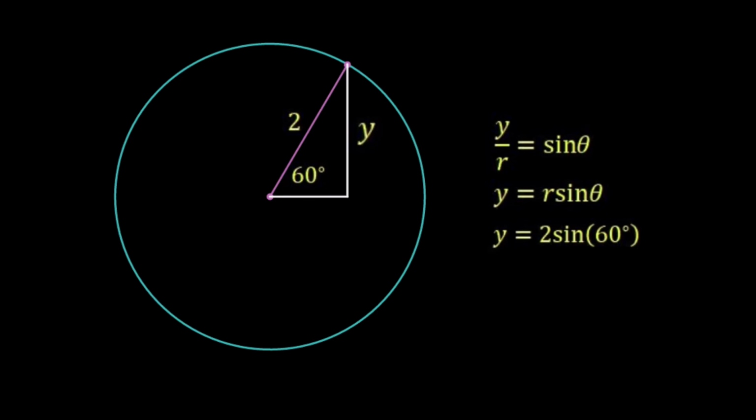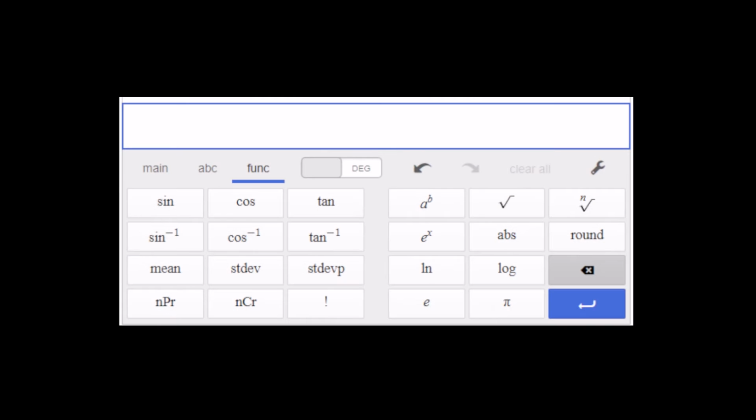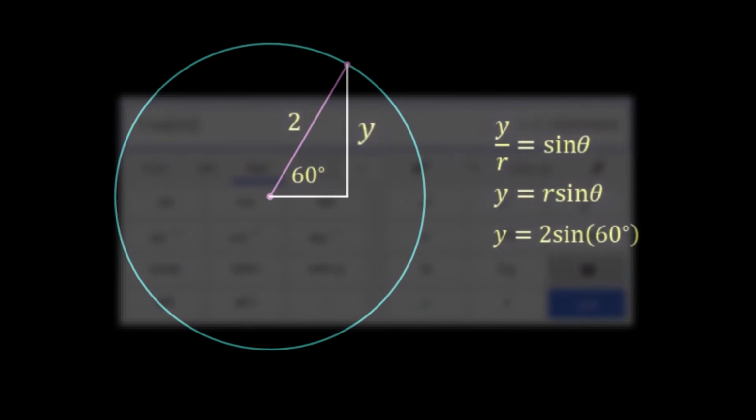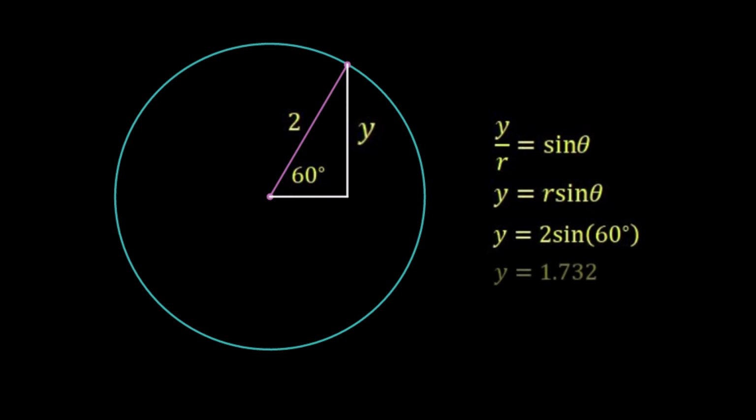Now let's put it into the calculator. Make sure your calculator is in degrees. We're looking for 2 times the sine of 60 degrees, and this is going to give us a value of 1.732. So the final answer is y is equal to 1.732.